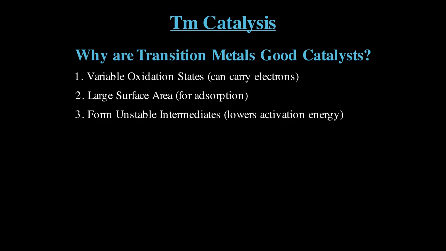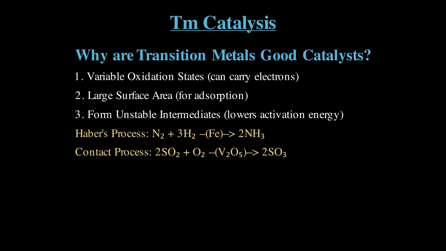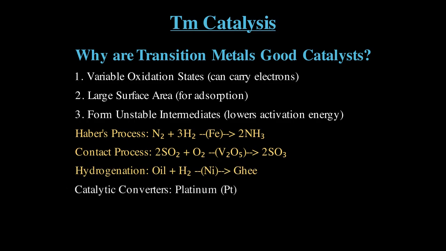Some crucial industrial examples you must remember are iron in Haber's process to make ammonia, vanadium pentoxide, V2O5, in the contact process to convert SO2 to SO3. Nickel is used in the hydrogenation of vegetable oils. And finally, platinum in catalytic converters in our vehicles.